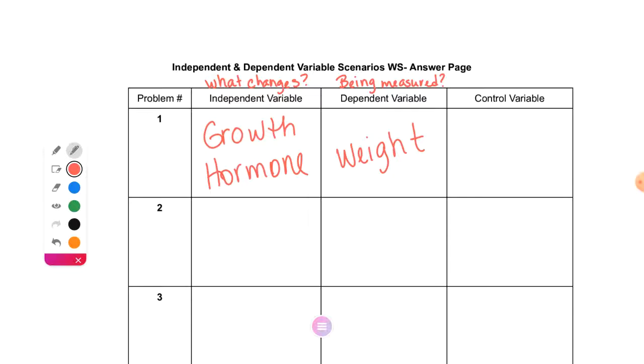What about some control variables? What are some things that have to be the same in order for this to be a fair test? Braylon? The variables have to stay the same. Yeah, so that's what a control variable is. But in the cow example, what should be the same for this to be a fair test? Lainey?